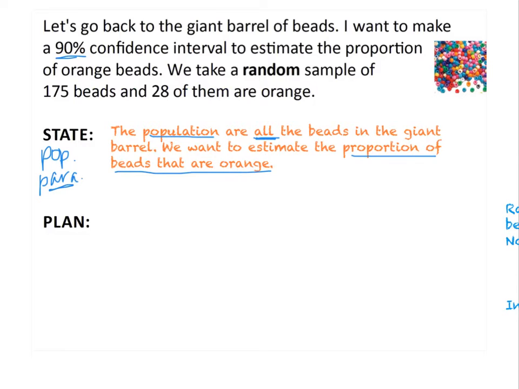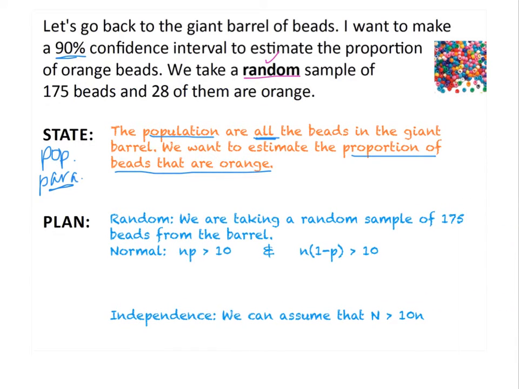Plan, I have to go through my 3 conditions. The first condition is random. In the problem it says random, so that's met. The second condition is normal, which is the n times 1 minus p and n times p greater than or equal to 10. So if I think about the normal condition, n is 175 times p is 0.16. Remember we found that by 28 over 175. So n times p greater than or equal to 10. Well, 28 is greater than or equal to 10, so that one's met.